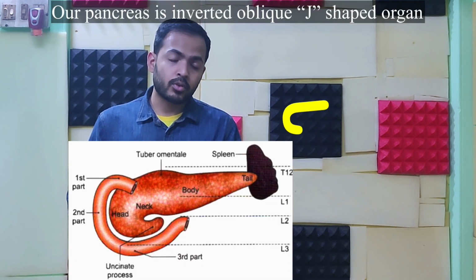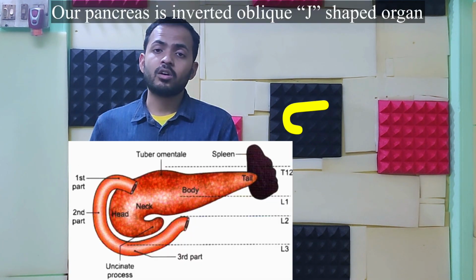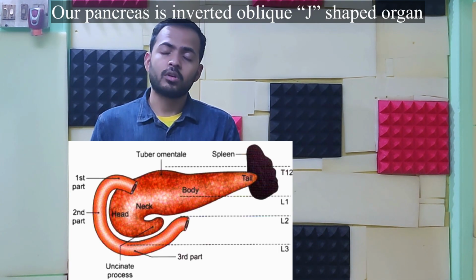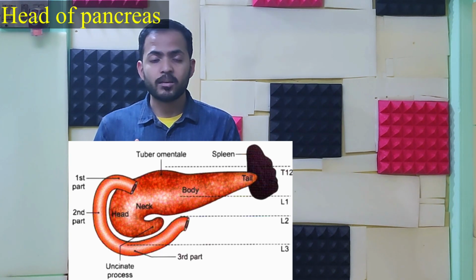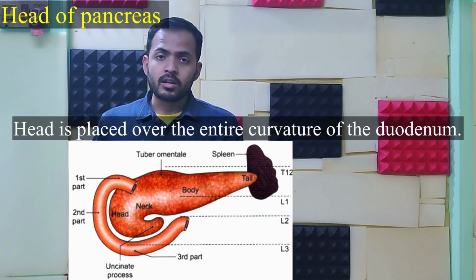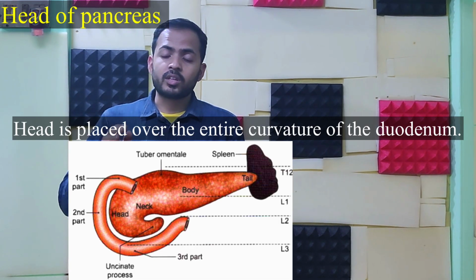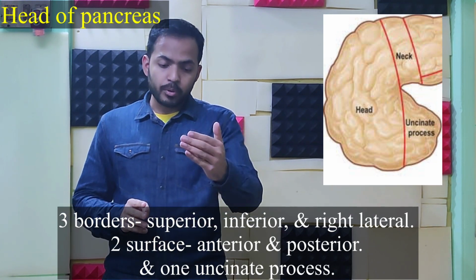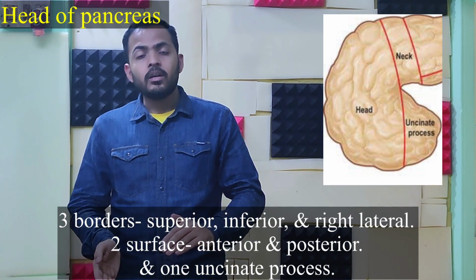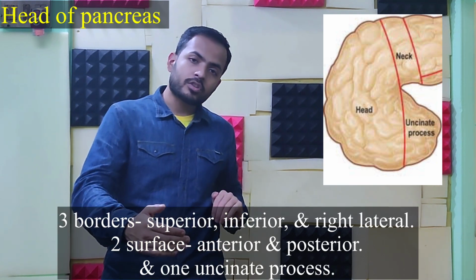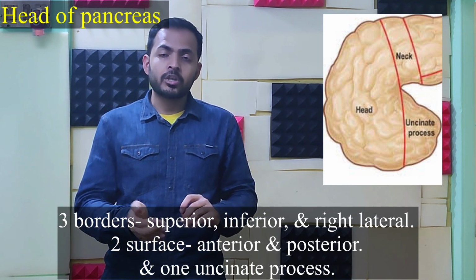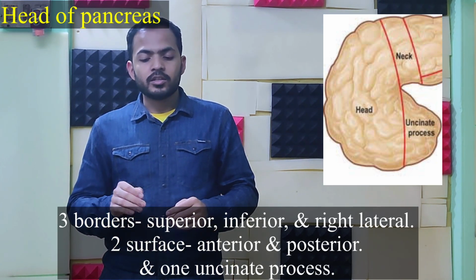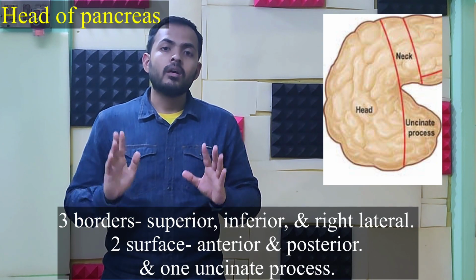As you can see in this photo, our pancreas is a J-shaped organ, like the English letter J, obliquely placed. I am talking first only about the head part. The head is placed over the entire curvature of the duodenum. It has 3 borders: superior, inferior, and right lateral; 2 surfaces: anterior and posterior; and 1 hook-shaped process, which we call the uncinate process, a hook-like structure present at the head of the pancreas.